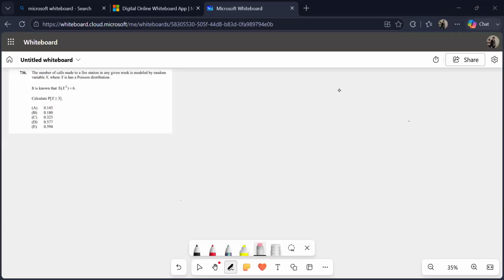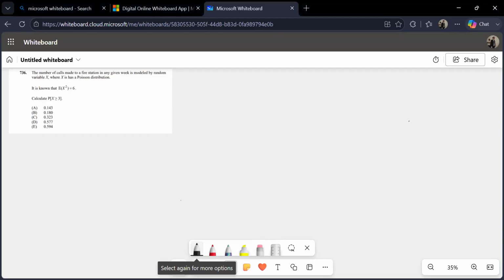Question 736. So this is a Poisson distribution. What do we know about the Poisson distribution? In a Poisson distribution, you should remember that the mean is equal to the variance, which is equal to lambda, since we need to find it out. And we also know that the second moment of X is equal to 6.